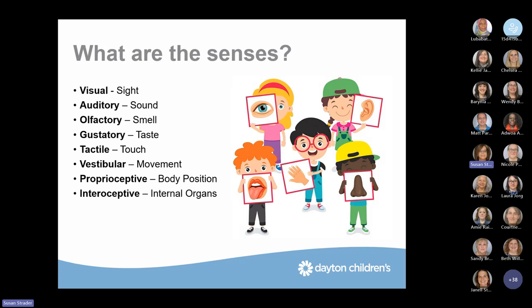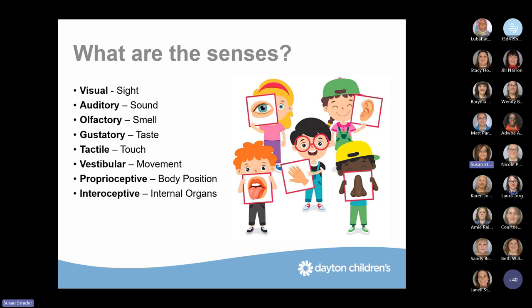Before we start talking about what sensory processing differences are and what these environments are, we wanted to take a step back and review what those senses are. You have the very common external senses: sight, sound, smell, taste, touch, those big five that we commonly talk about. But we also wanted to call attention to those last three, the internal senses.